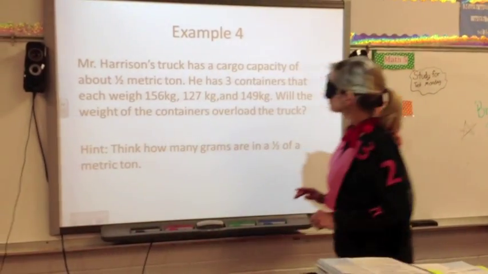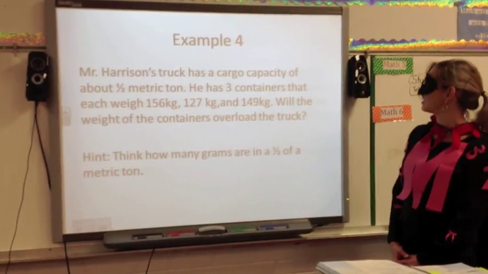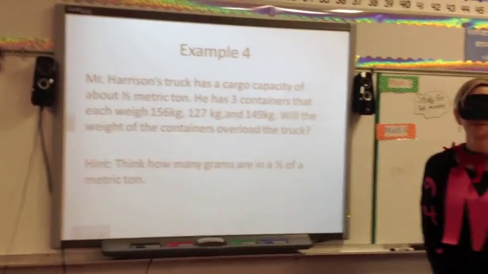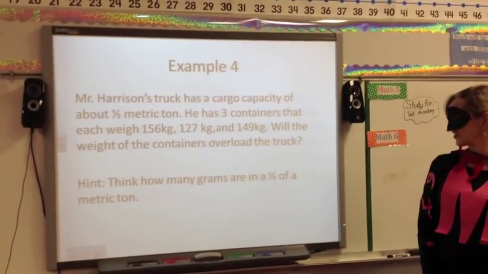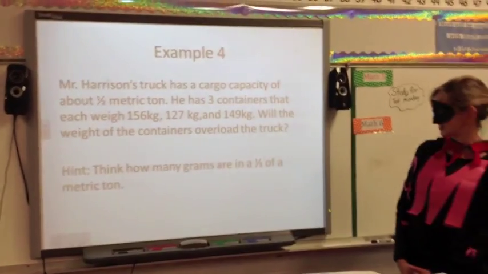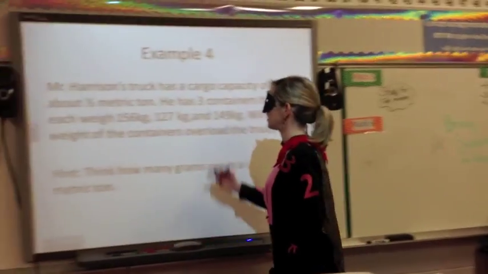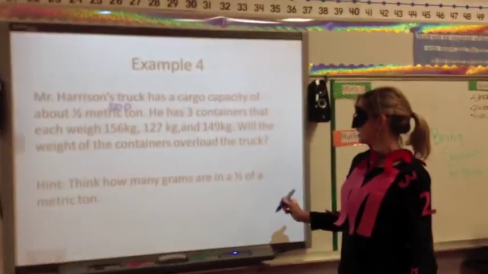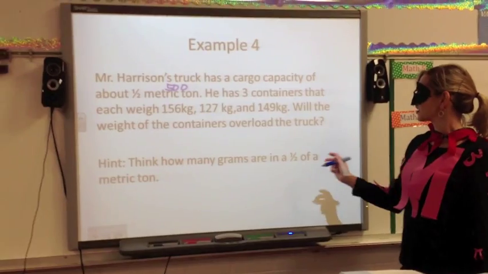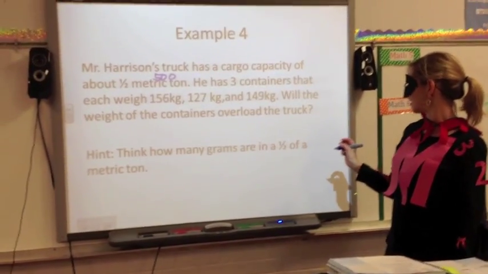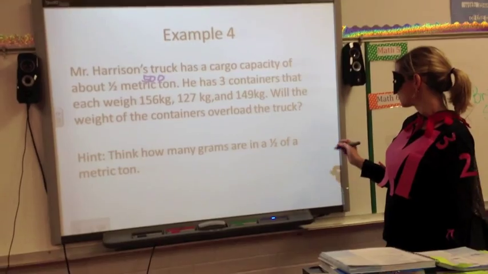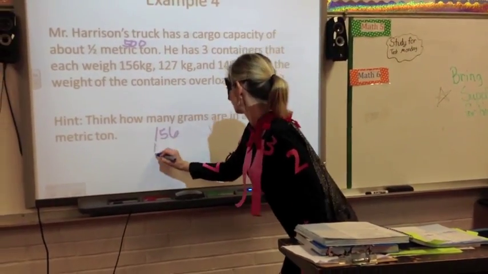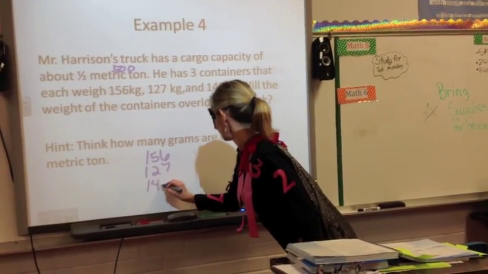One more example. Mr. Harrison's truck has a cargo capacity of about 1/2 metric ton. First you need to think how many kilograms are in a metric ton. That's right, 1,000. So 1/2 would be 500. He has 3 containers that each weigh 156, 127, and 149. Will the weight of the containers overload the truck? Let's add them up.